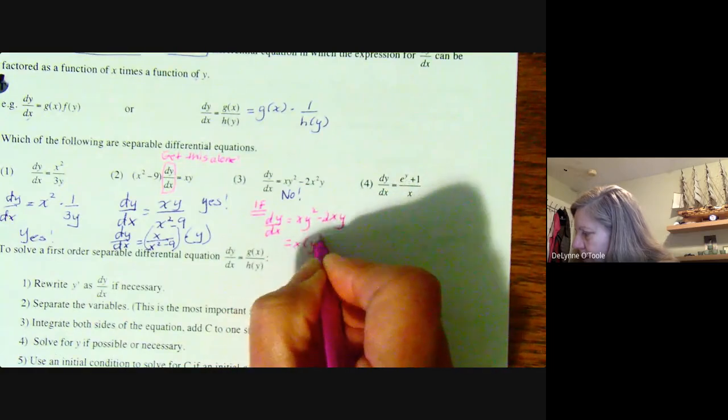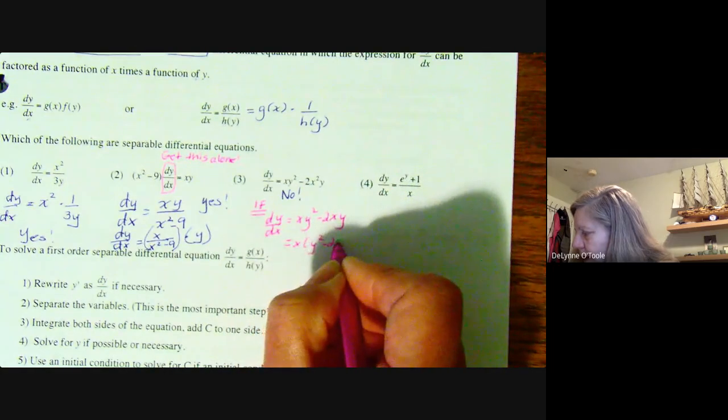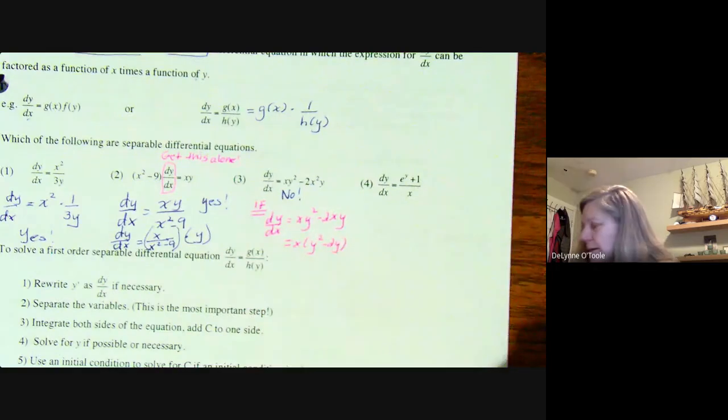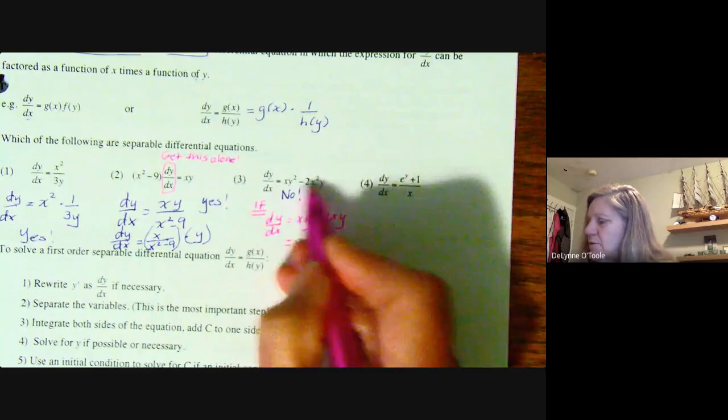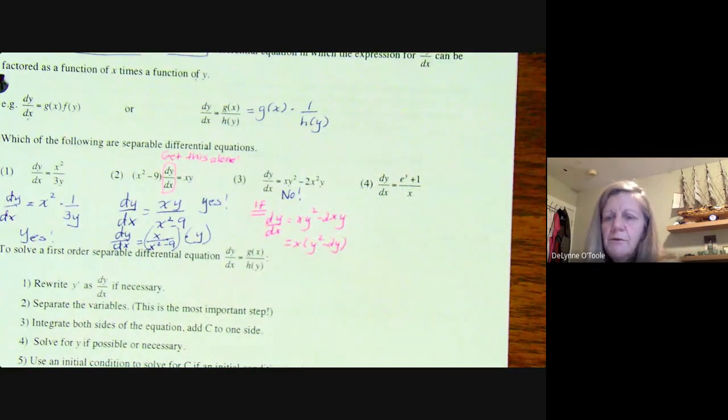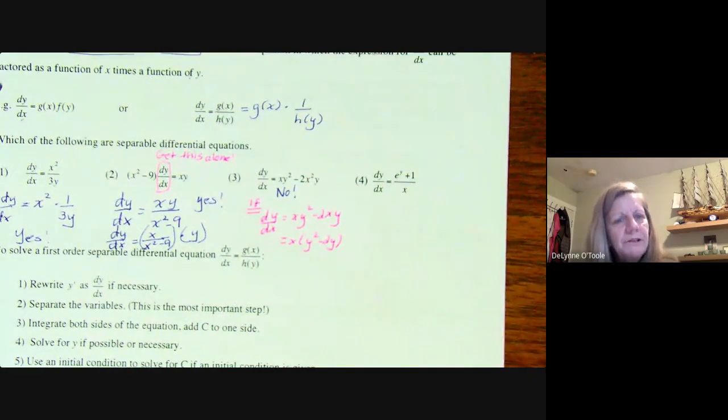Okay, so always be looking at a way to manipulate. If it had been this way, that would have been a yes. But in its original form, no. And how about number 4? Is 4 separable? I see a lot of people shaking their head.